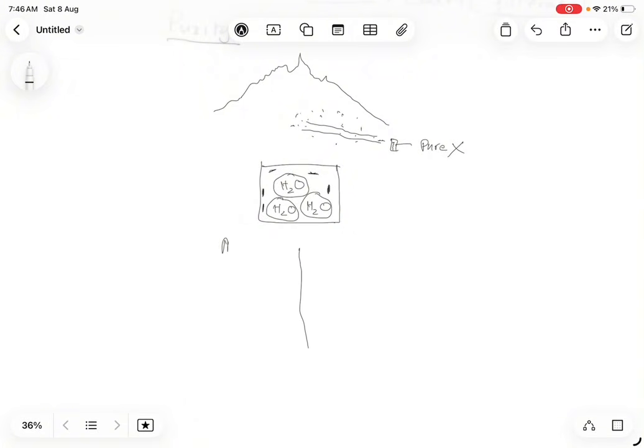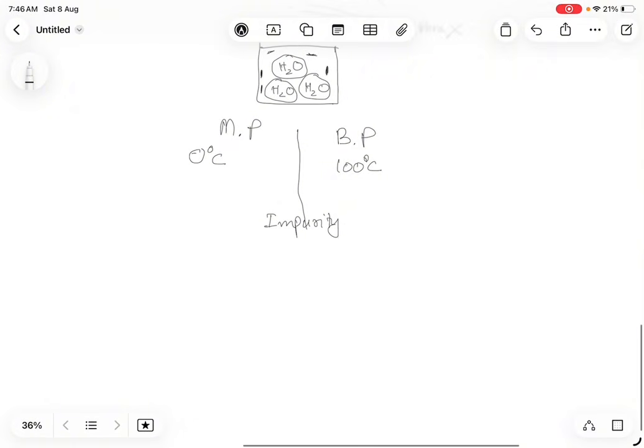We are going to be finding out their melting point and their boiling point. So we need to understand one thing. The melting point of pure water is 0 degrees centigrade, and the boiling point of pure water is 100 degrees centigrade. So what happens is, if you add impurity into this water, the melting point is going to drop and the boiling point is going to rise.